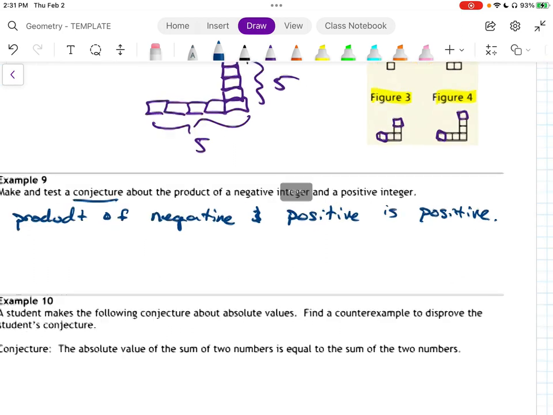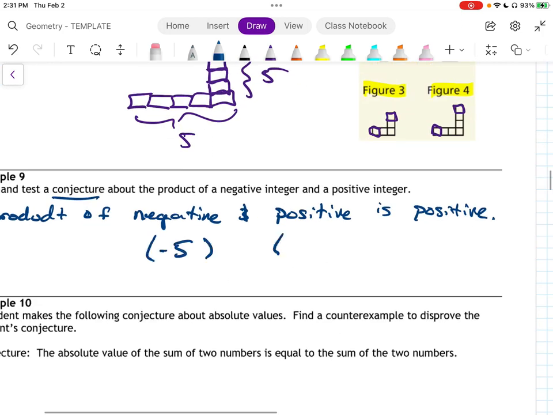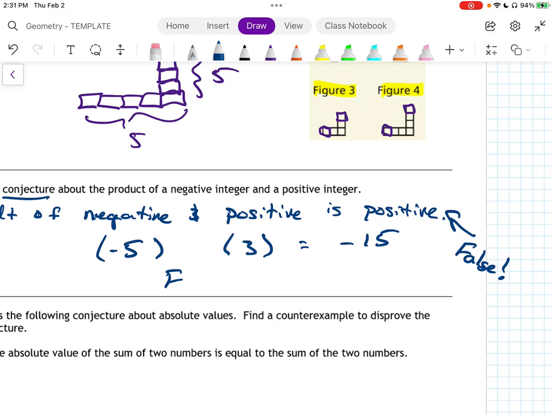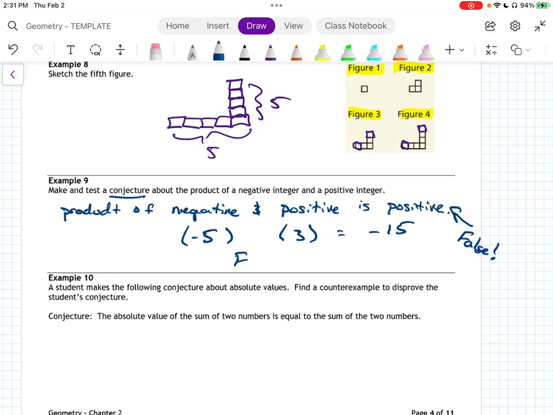Well, and now I'm going to test it. Well, some negative number, negative 5, times some positive number, 3. What is negative 5 times 3? That's negative 15. And we know that this guy is false. All right, that's all we have. Conjectures don't have to be true. They're just conjectures. Okay, and then even if this was true, that's not proving my conjecture. That's just saying, well, here's a situation where it works out, right? We have to do a little bit more math later on. We'll be able to do that, where we're actually able to like rigorously prove whether something is true or not.